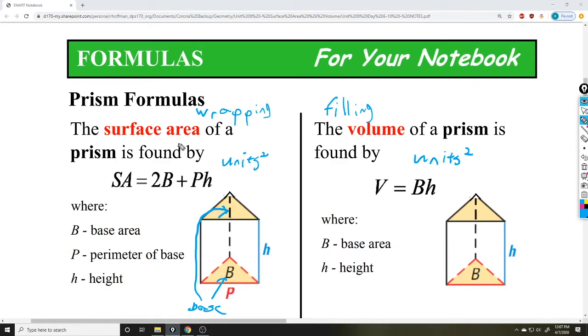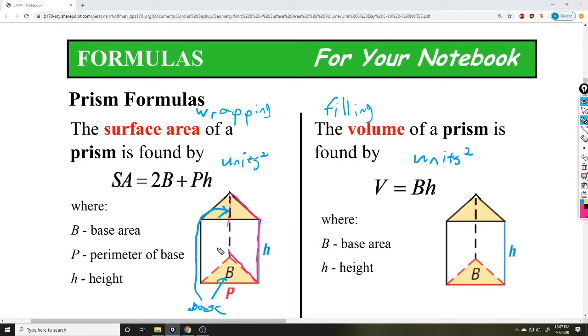So I need two bases. That's why the area of the base here is doubled. Then I'm going to add the perimeter of the base times the height. This is the perimeter of the base. And the reason I'm going to do perimeter of the base times the height is because these are rectangles.